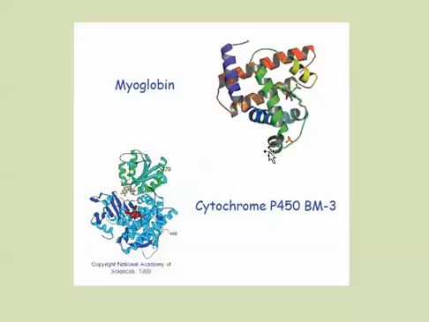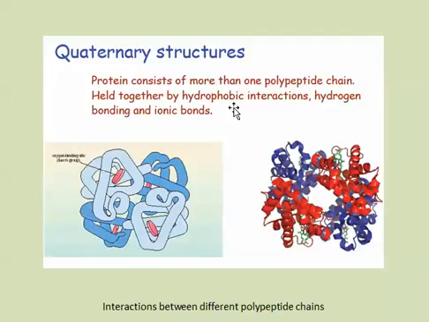So here are some examples of tertiary structures. You see these, myoglobin, cytochrome P450BM3. They're quite intricate, complicated foldings. And then beyond that, where tertiary structures interact, we can make quaternary structures. Probably the example that you'll come across here is hemoglobin, where we've got these 4 subunits that are held together by various interactions, and we get this much larger molecule.